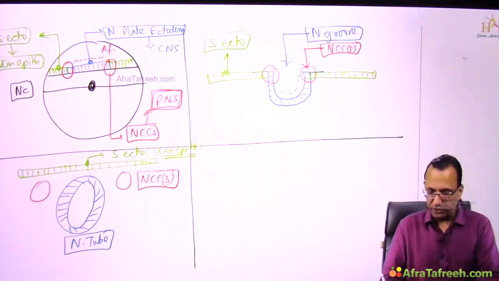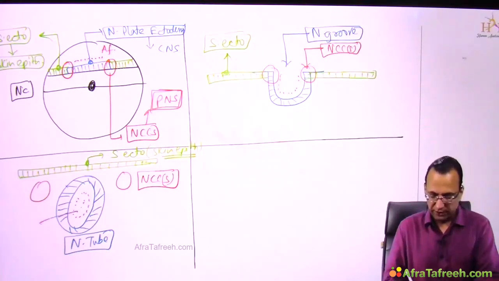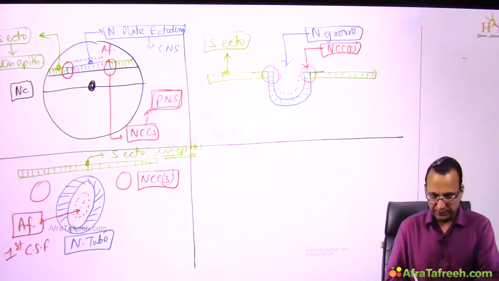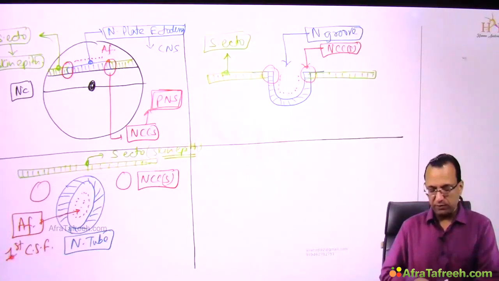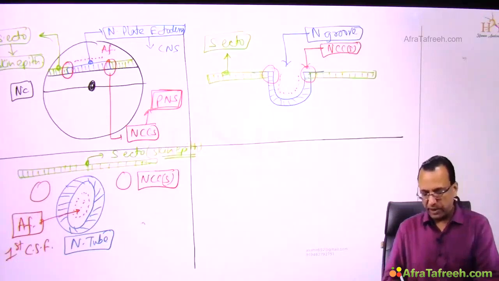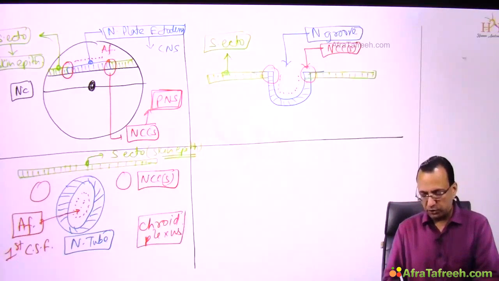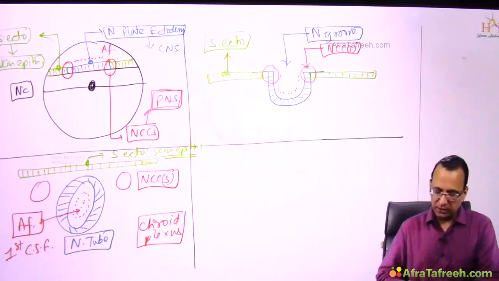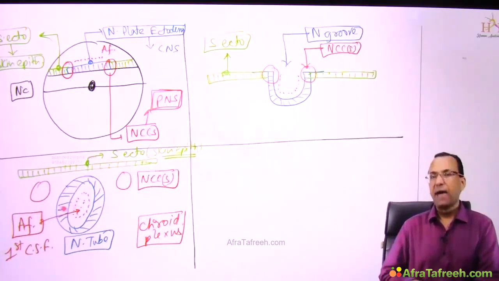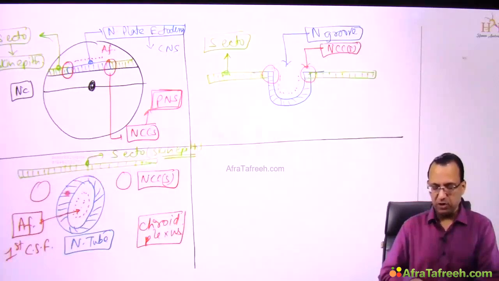And that amniotic fluid which is in the neural groove will now be inside the neural tube, and it will form the first CSF. Now, the first cerebrospinal fluid is formed by amniotic fluid. Who will form it later? Later, the CSF is formed by the choroid plexus once the ventricles are formed. So once the ventricles are formed, the CSF will be contributed by the choroid plexus, but the first CSF is contributed by amniotic fluid.